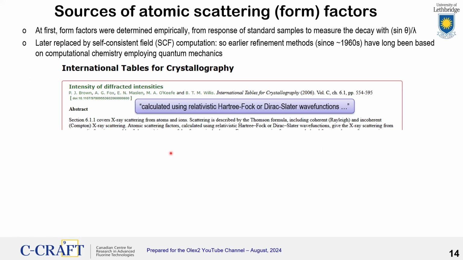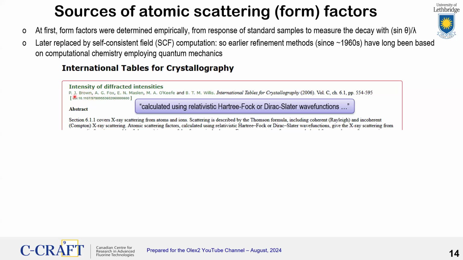It's also worth thinking about where scattering factors come from. Originally, they were determined empirically, simply from the varying responses of standard samples and measuring the decay of the intensity with sine theta over lambda. So it was originally an empirical factor. But as early as the 1950s, it was recognized that self-consistent field SCF computations, that's to say old-fashioned quantum mechanics, was able to get better values for these form factors than you could get from empirical measurements.